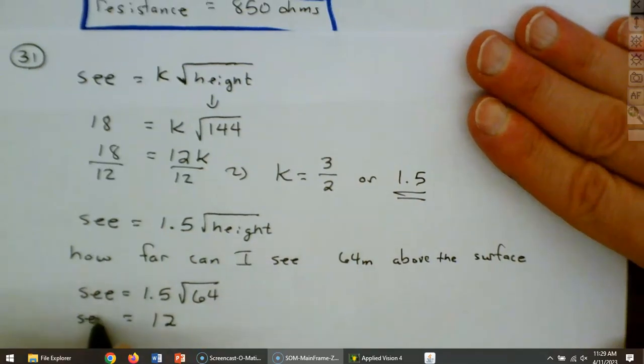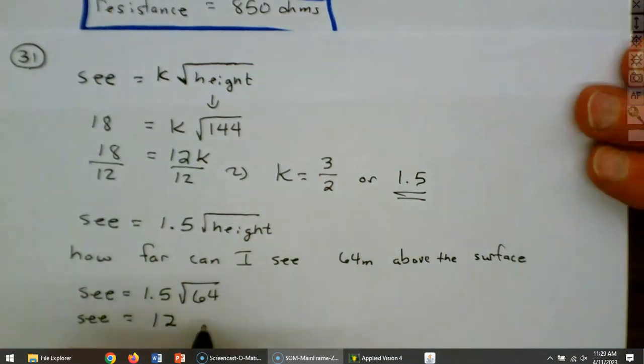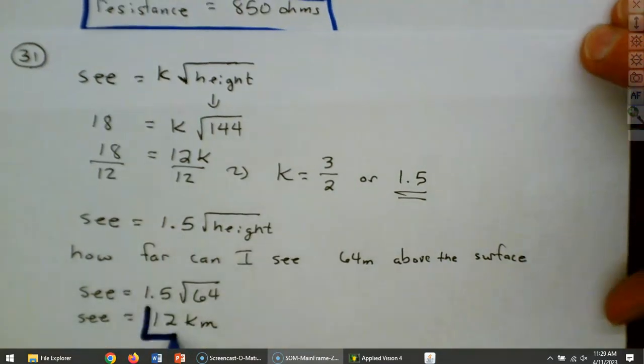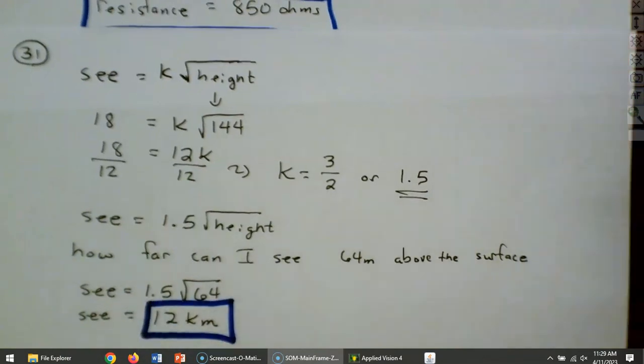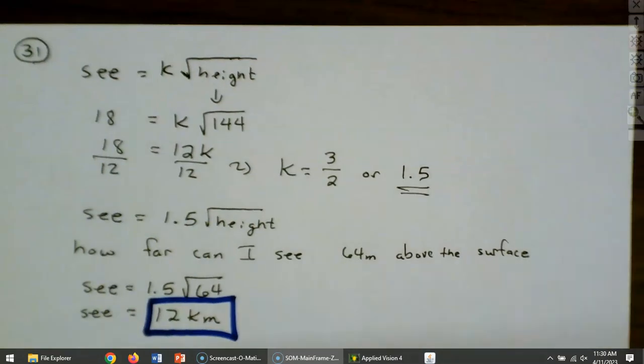So how far can you see? Make sure you're on the correct units of measure here. This is measured in kilometers. So you should be able to see 12 kilometers away. So if you're 64 meters in the air, then you should be able to see approximately 12 kilometers. The hard part is setting up the formulas. That's it. Everything else is really, really easy.